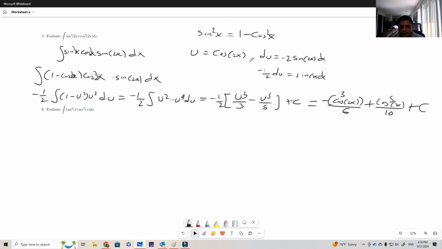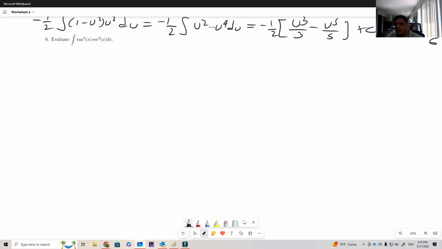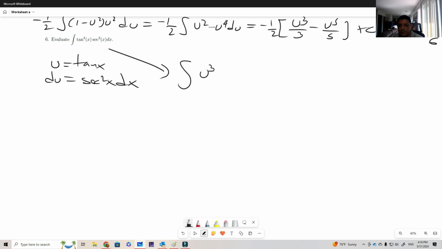Here on the next one, we have tangent cubed times secant squared. Notice that because we already have the secant squared, and secant squared is the derivative of tangent, the substitution is very simple. Use u equals tangent, and du is secant squared dx. And so this is going to just transform into u cubed du. And that's it. Then this is u to the 4 over 4 plus c, and that will be tangent to the 4 of x over 4 plus c.